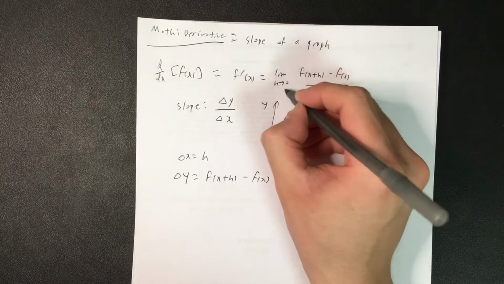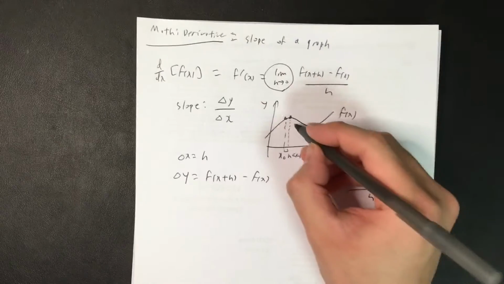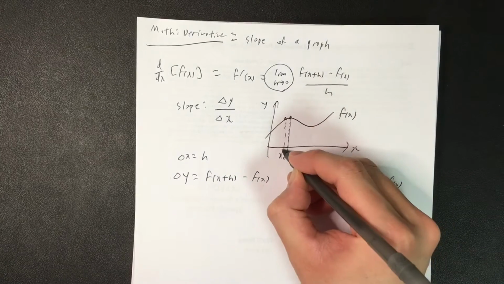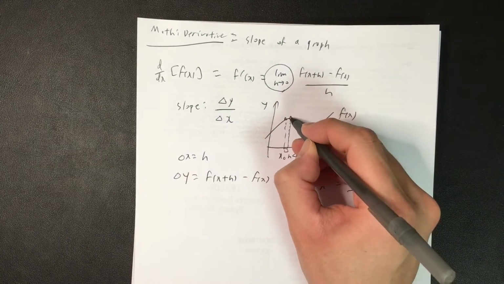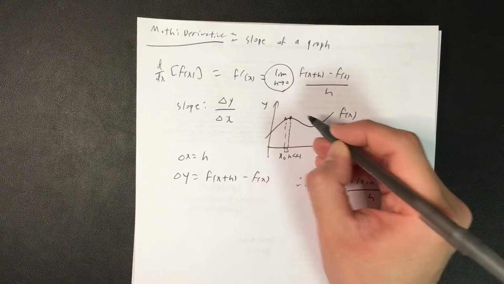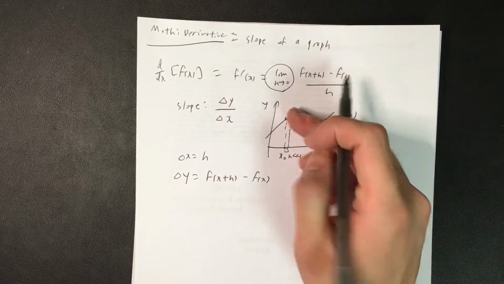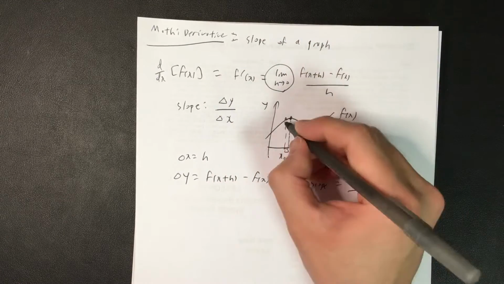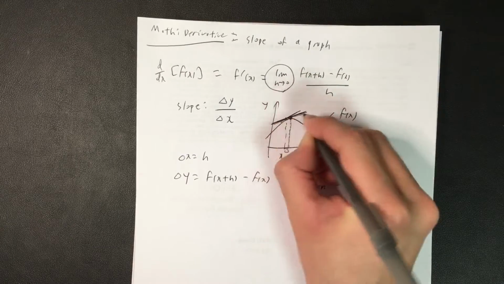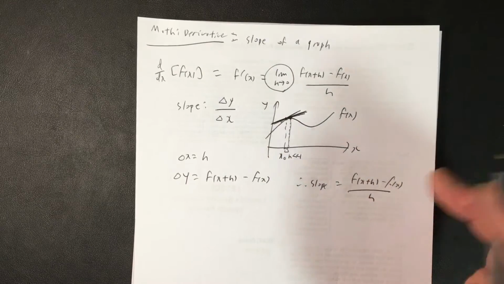Now, this limit term means that this h, the distance in x, is going to get closer and closer and approach x naught. So therefore, the actual value of the slope would become more accurate.